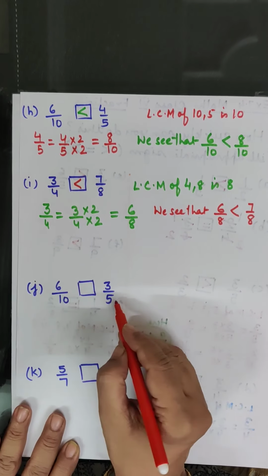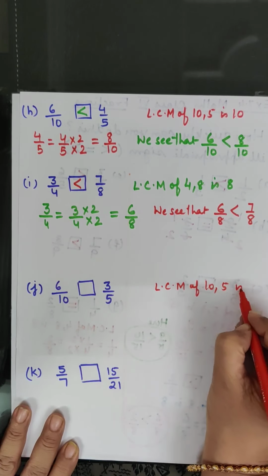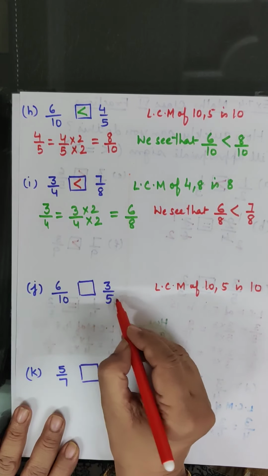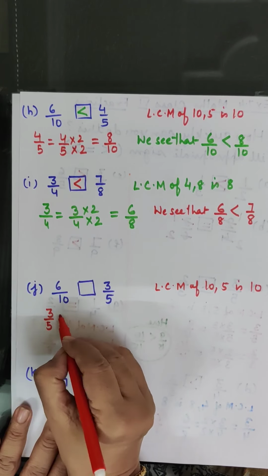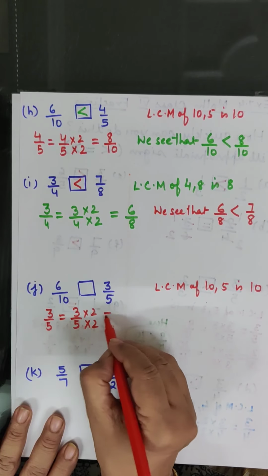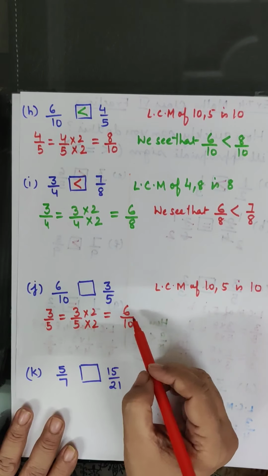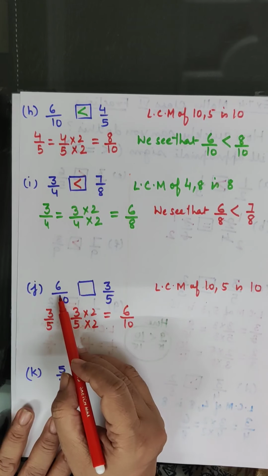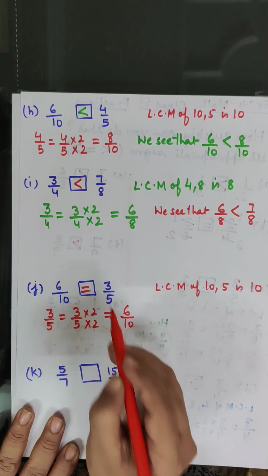So we take the LCM of 10 and 5. LCM of 10 and 5 is 10. Need not to convert anything in this because denominator is 10. Here we have to make the denominator 10. So 3 upon 5 is equal to what? 3 upon 5 into 2 into 2. So 3 2s are 6 and 5 2s are 10. Now you see here, this is 6 upon 10. It came from 3 upon 5. And here also we have 6 upon 10. So both sides it becomes 6 upon 10. So means they are equal.